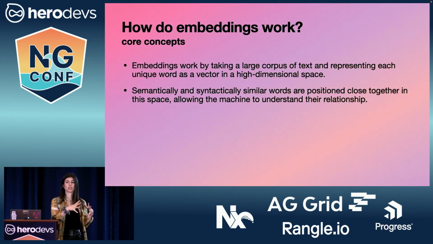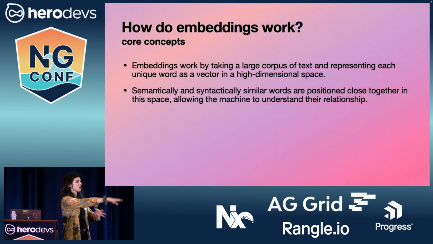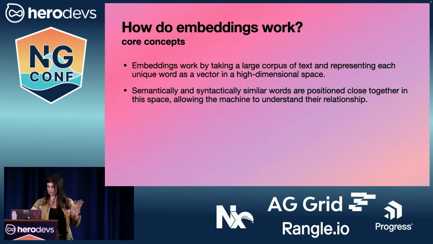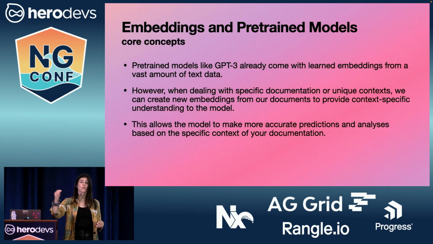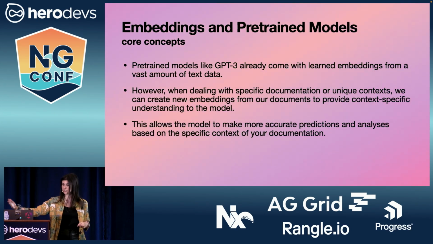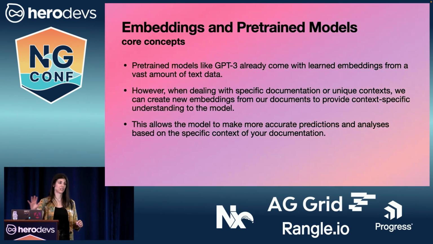Embeddings work by taking a large corpus of text and representing each unique word as a vector in a high-dimensional space. And similar words are close to each other, allowing machines to understand this relationship. Pre-trained models like GPT, which we are going to use today underneath for our AI assistant, already come with learned embeddings from a vast amount of text data.